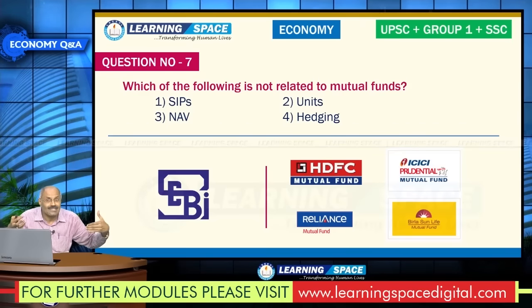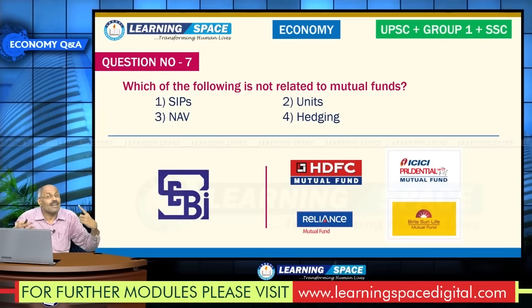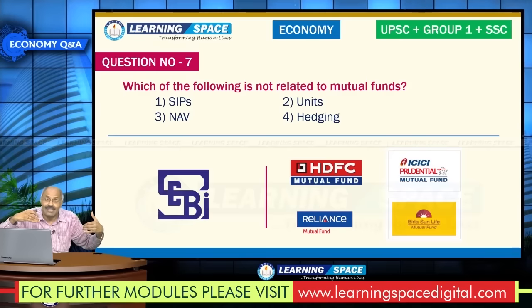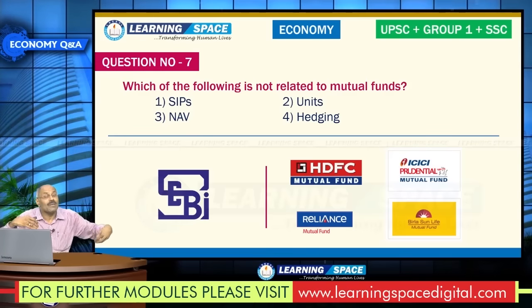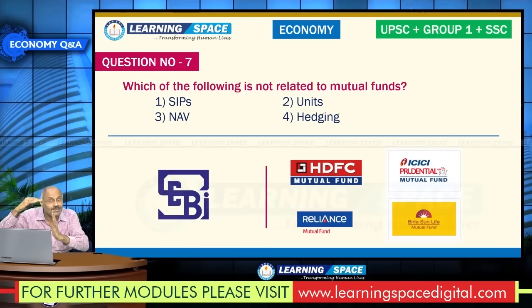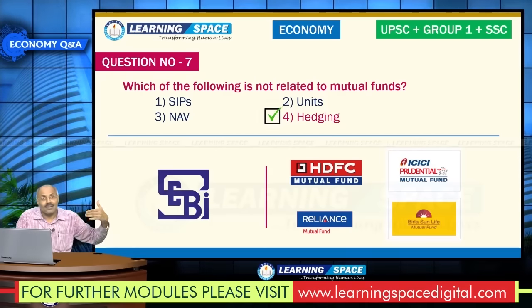Second one is units. Units are allotted by the mutual funds, and a unit will have a value that is a net asset value. In shares, you will have a share value. Just like that, in mutual funds, you will be allotted units, and units will have some value. The value of the units is known as net asset value or NAV. So, SIPs, units, NAV, these are the terms associated with mutual funds, but hedging is not a term associated with mutual funds. Look at the next one.